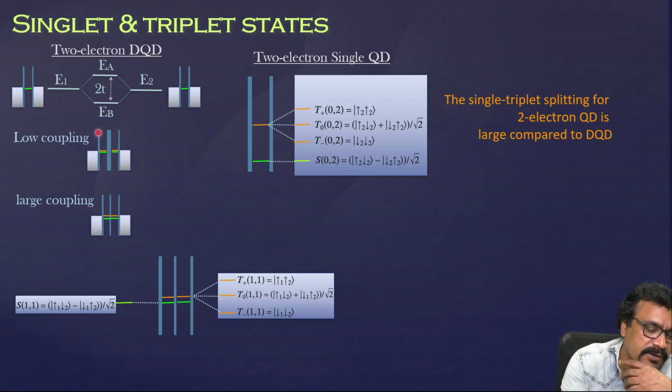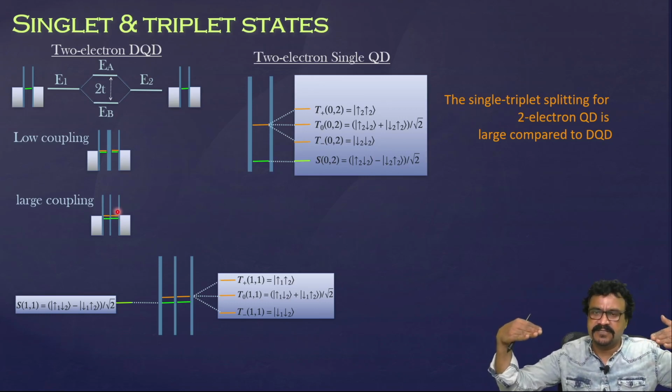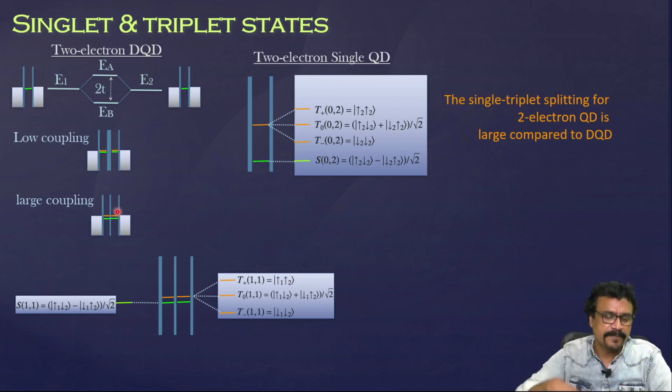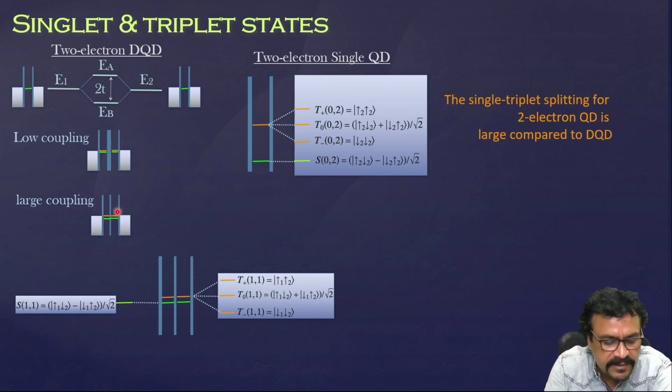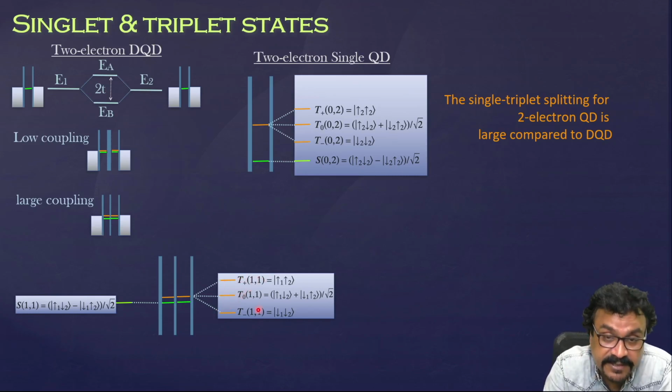The splitting will be small when you have low coupling, and the splitting will be large when you have large coupling. When they are far apart, that means low coupling, they are in similar states. When you bring them closer, the coupling increases, they will split more, it's an anti-crossing. Now, for these states, there is a singlet state and there is a triplet state. The triplet state means there are 3 states, T plus, T minus and T 0.